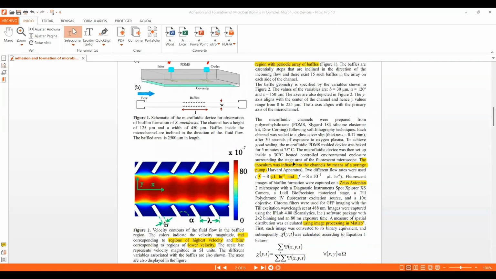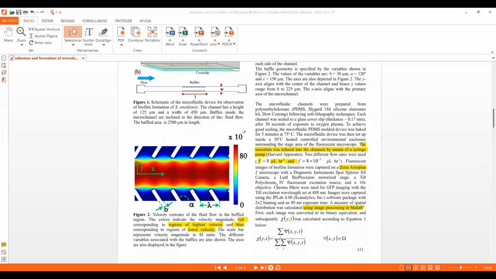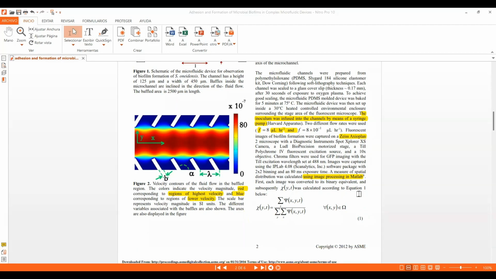So the inoculum was infused into the channels by means of a syringe pump, and they tested here two different flow rates, one of 8 microliters per hour and another one of 8 times 10 to the power of -1 microliters per hour. Then they observe the fluorescent image of biofilm formation using this program, Axioplan.